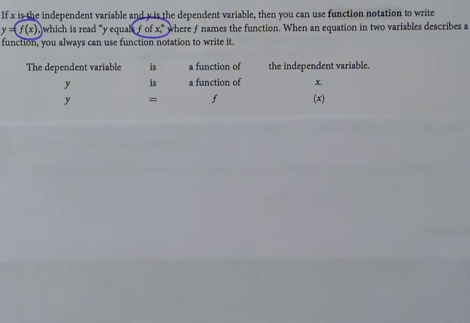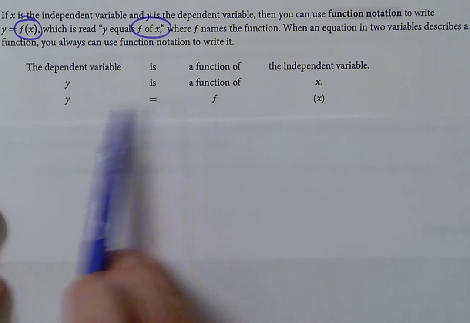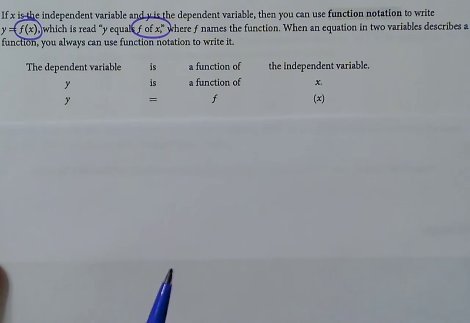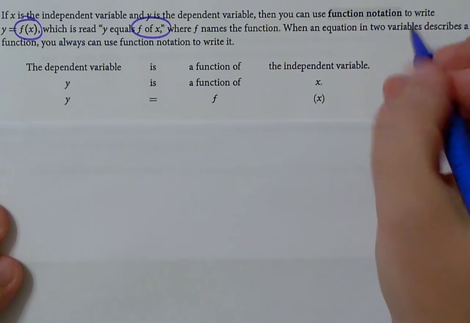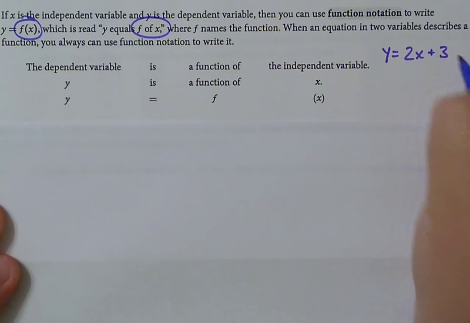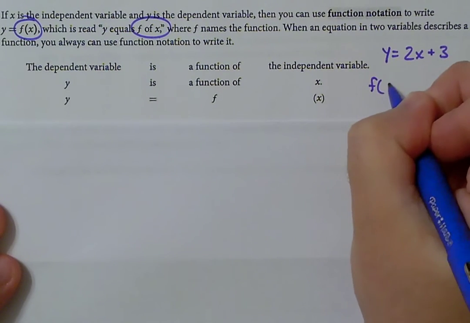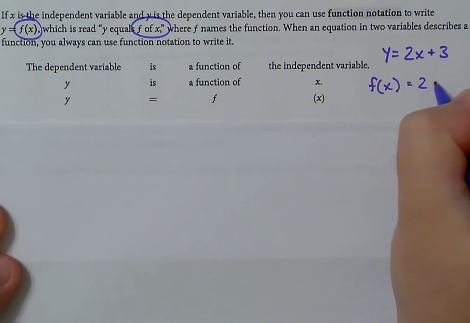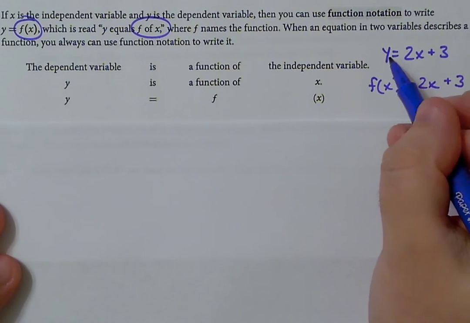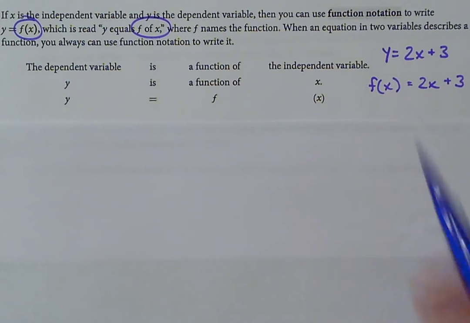Now, you may be going, what in the heck is that? Why, where, what? Okay, f of x, if it helps you think of it, is just a fancy way of writing y. Know that y equals f of x, meaning if I had a situation where y equals, say, 2x plus 3, then f of x equals 2x plus 3 is the same thing. All I have done is just switched out y for f.